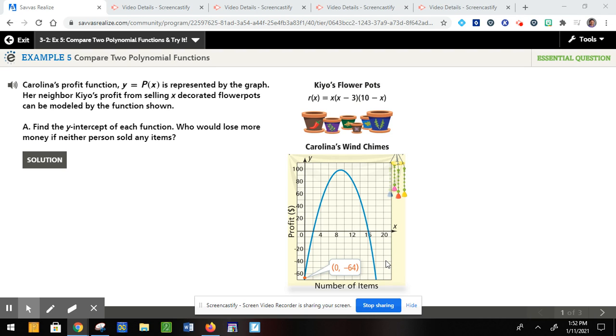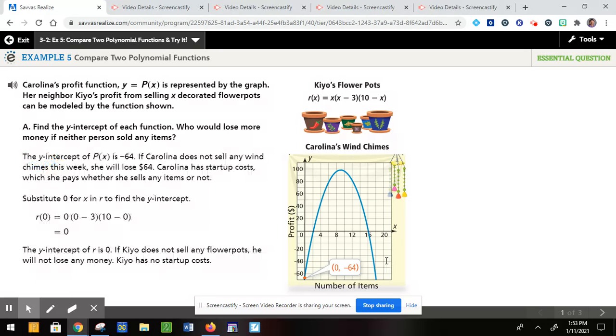All right, last example. Go along with the same idea. So this was the graph example for Carolina's wind chimes. Her neighbor, Kaio, makes flower pots. Okay. And then he's making those flower pots based on that function, right? So that's the revenue function for his flower pots. Find the y-intercept of each function and who would lose more money if neither person sold any items.